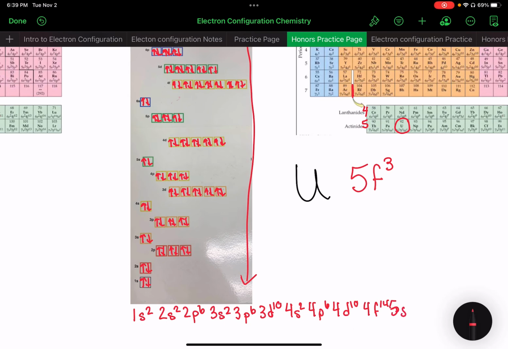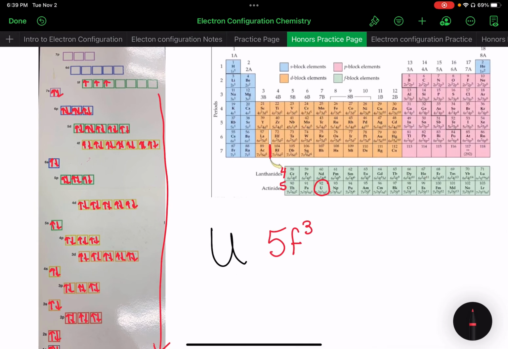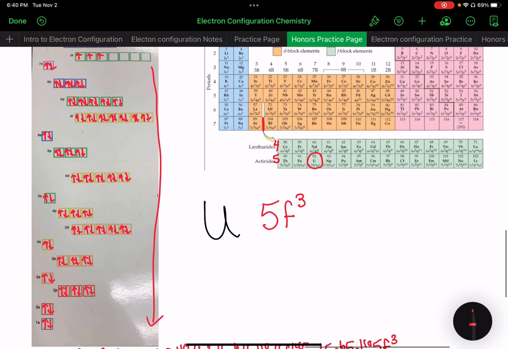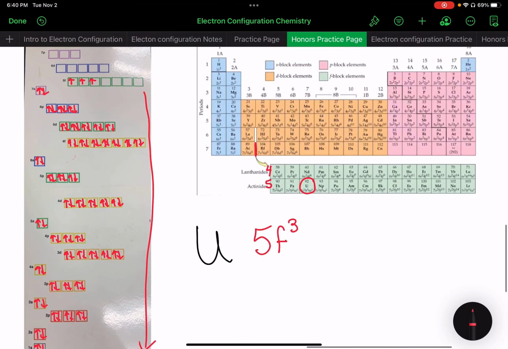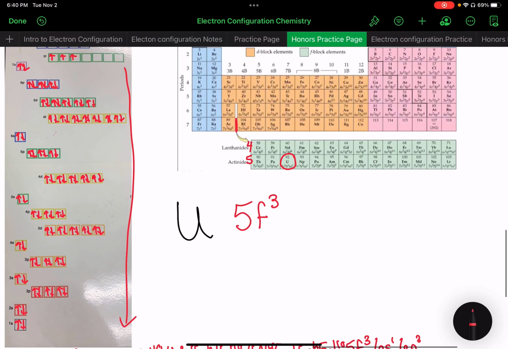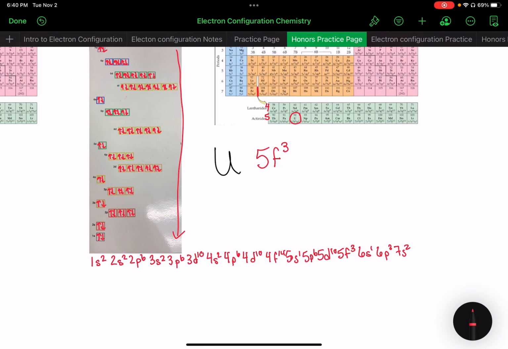5s1, 5p6, 5d10, 5f3. Then there's your 6. So 6s1, 6p3, and then 7s2. And that is your longhand configuration for uranium.